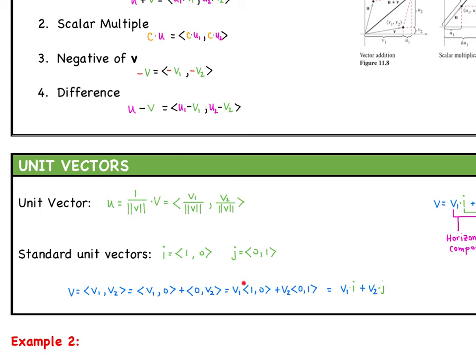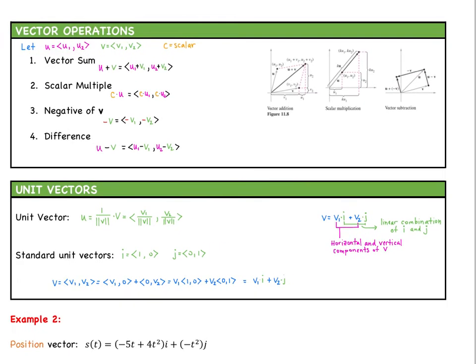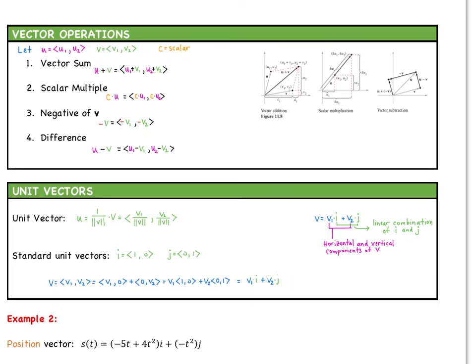And then what I see is, (1, 0) is simply i, and (0, 1) is simply j. So we're looking at V1 i plus V2 j. It's just another way to write a vector. It's the linear combination of i and j. And the V1, V2 just talks about the horizontal and the vertical components of V. Okay?